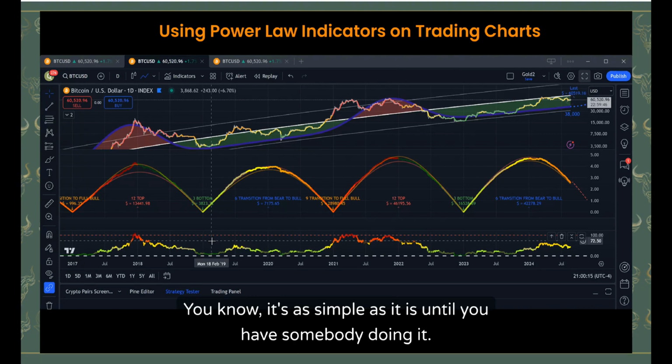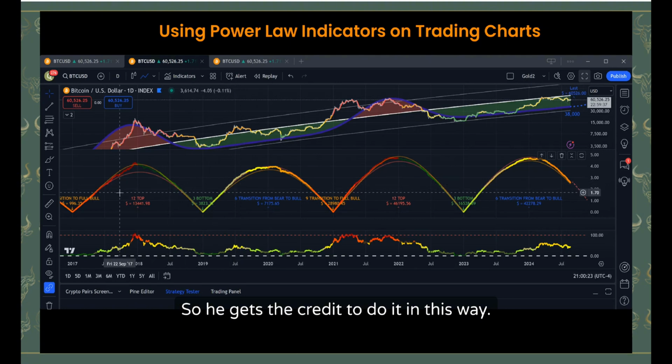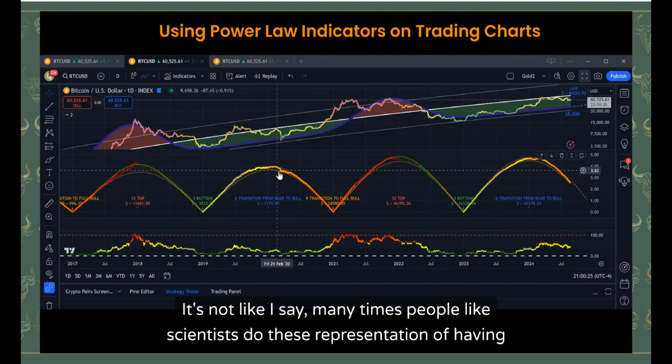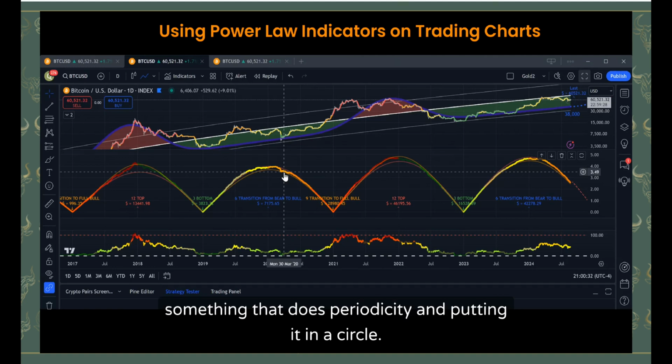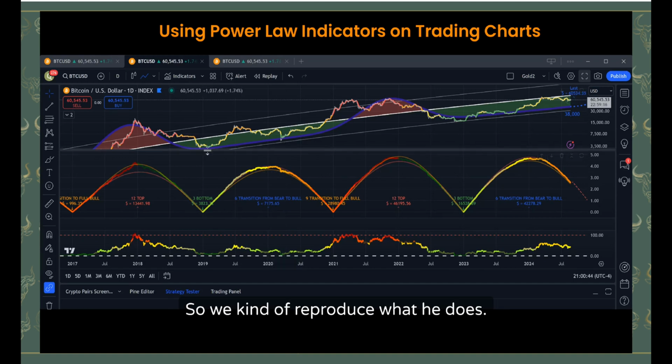It's as simple as it is until you have somebody doing it. It's not that simple, because otherwise, why other people didn't do it before? So he gets the credit to do it in this way. Many times people, like scientists, do this representation of having something that has periodicity and putting it in a circle. So it's not a completely original idea. It's just that he had the intuition that it would have been cool to do it with Bitcoin. So we kind of reproduce what he does.